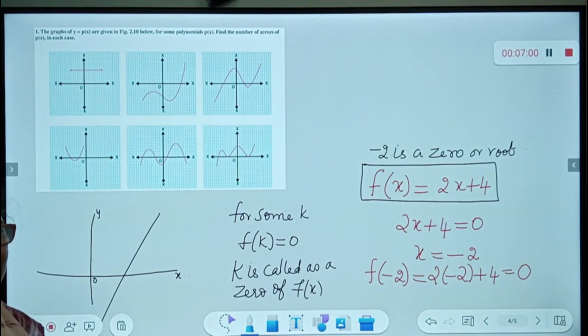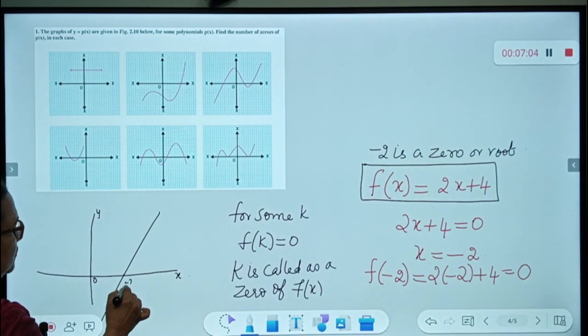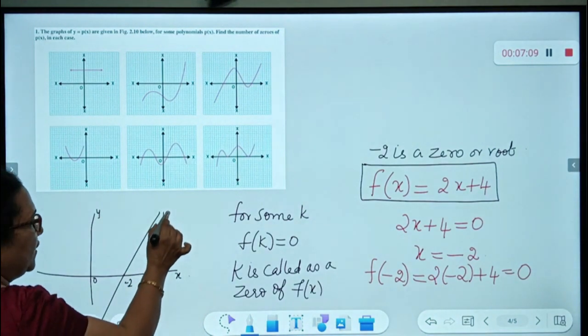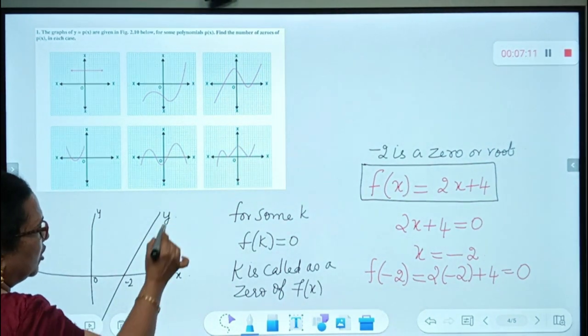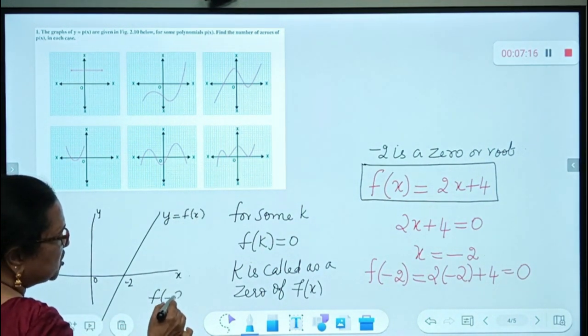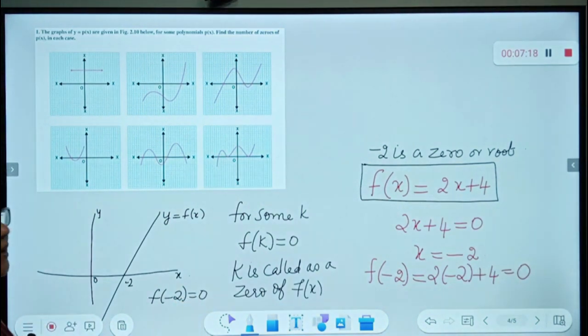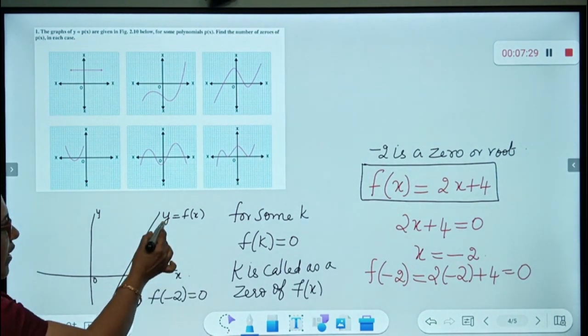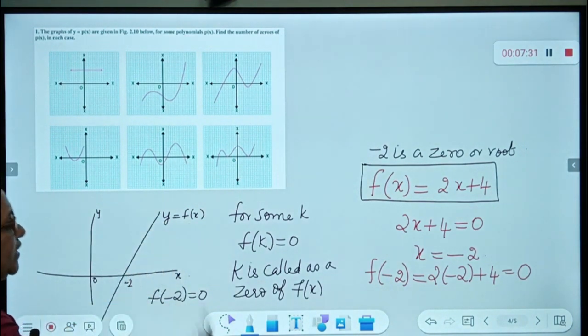Suppose I have a straight line like this, and this is minus 2. Let this straight line be y equal to f of x. If f of minus 2 equals 0, then minus 2 is called a zero of the polynomial. That is, it is the point where the curve cuts the x-axis. Y is 0. So when you say y equal to f of x, we are saying y is 0.